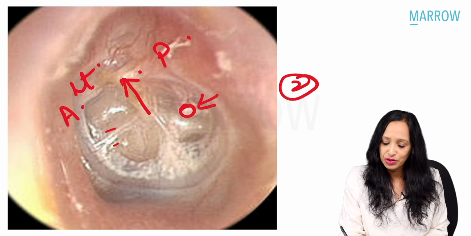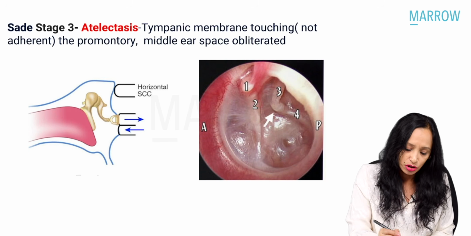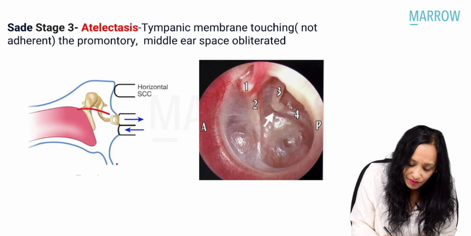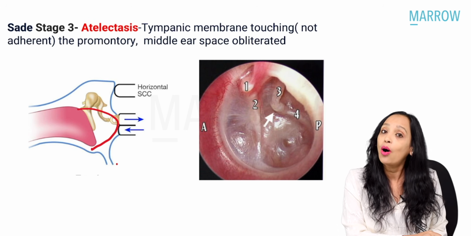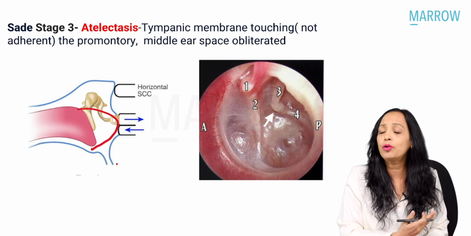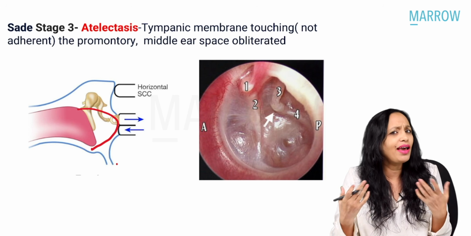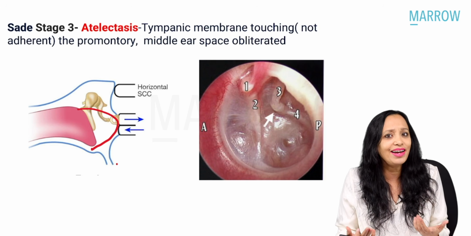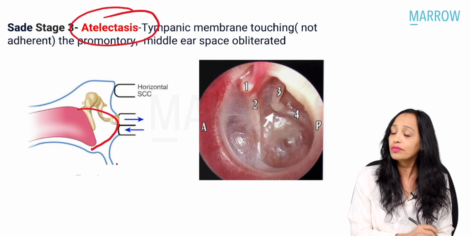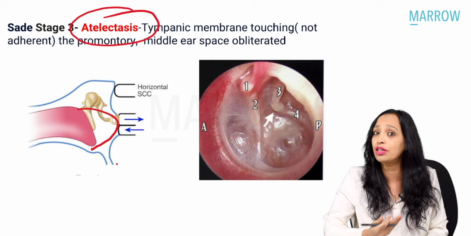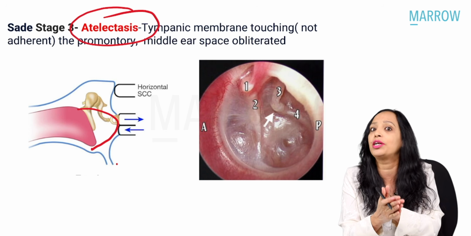Is that clear? So now coming to stage 3, stage 3 means the retraction will go more medially. So now when it goes more medially, where will it go? It will go and touch the promontory on the medial wall. When it touches the promontory on the medial wall, it means all the air of the middle ear is gone. And when all the air is gone, like in the lungs, what do we call it? Atelectasis. So here also we call it atelectasis. So always remember, it is just touching the promontory. It is not adhering to it. The mucosa is not adherent to the tympanic membrane.